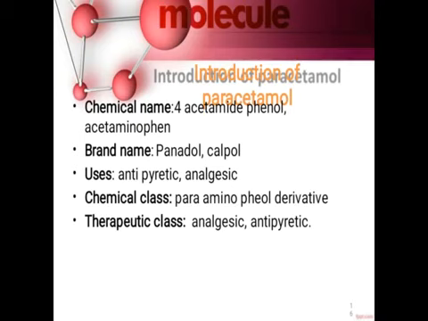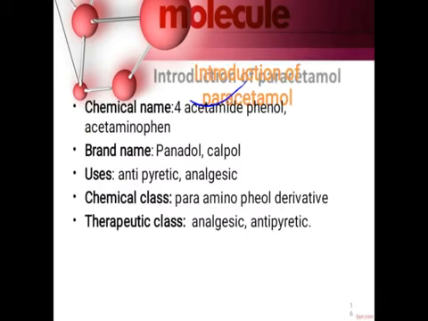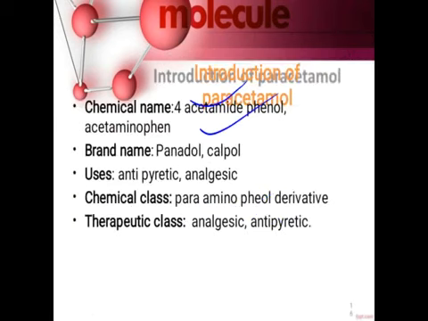Now from aspirin, the salicylic acid derivative, we will move to the next drug, that is paracetamol. This is acetyl para-aminophenol. It is the acetaminophen, or you can say paracetamol. It is also called 4-acetamidophenol or acetaminophen. Brand names are Calpol and Panadol. They are used as antipyretic analgesics. Among these drugs, paracetamol has very weak or no anti-inflammatory activity, so paracetamol is given only as an analgesic and antipyretic. Chemical class: para-aminophenol derivatives.